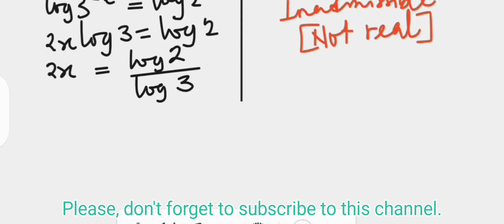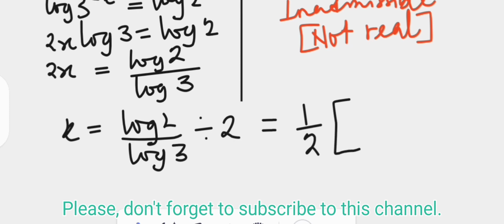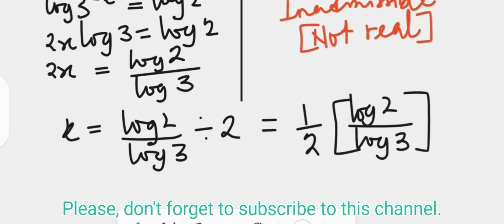And from here, 2x is going to be the logarithm of 2 divided by the logarithm of 3. Dividing both sides by 2, we have x to be the logarithm of 2 over the logarithm of 3 divided by 2, which can be written as 1 over 2 times the logarithm of 2 over the logarithm of 3. We can leave the answer in this form, or if we find the actual values of the logarithm of 2 and the logarithm of 3, x is going to be approximately 0.315.